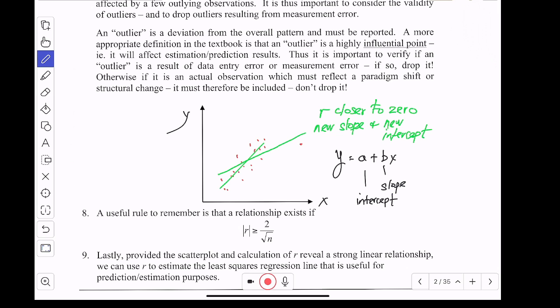So we call this point that affected our line so much an influential point. It's like an outlier, but in the vocabulary of scatterplots and linear regression, which is what we're talking about here, it has a special name and it's called an influential point.